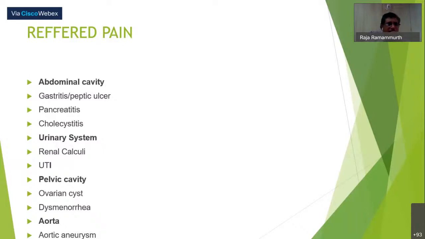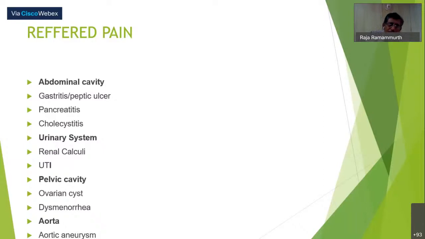Then the second, individuals who have renal calculi or a urinary tract infection also complain of pain at their back. Even these individuals will be directed for an ultrasound by directing the patient to the physician.